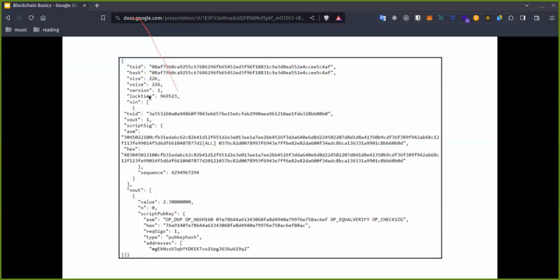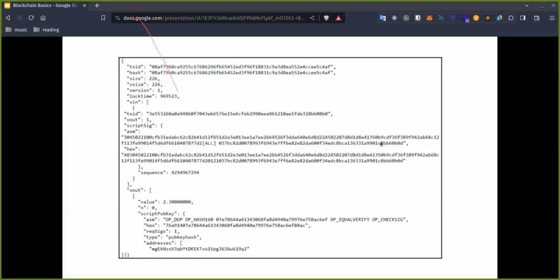The block height is basically the height of a particular block. As you'll see when looking at the structure of a block, the block height is specified. So if the block height reaches 969,523, then this particular transaction can now be valid within the network, and we can propagate it throughout the whole network.